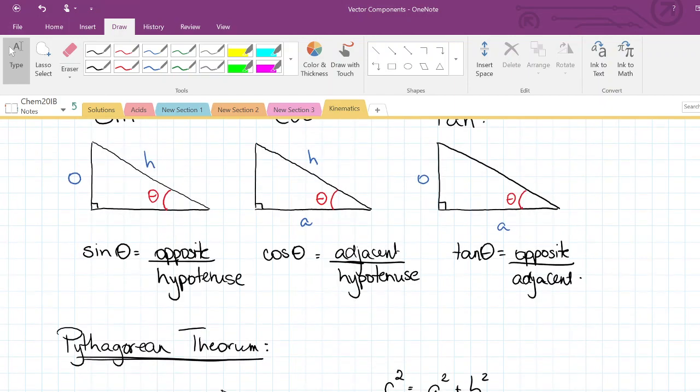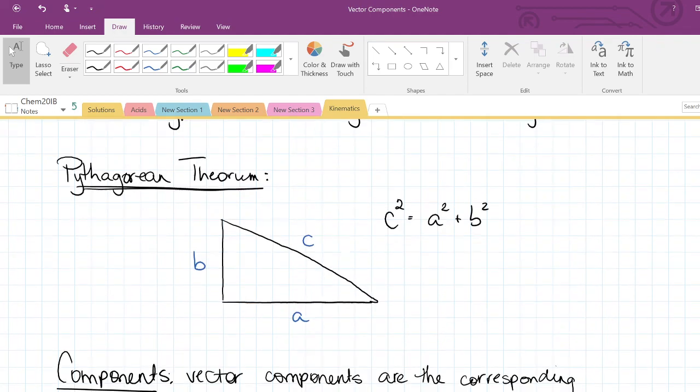The only other basic trig thing that you need to know is the Pythagorean Theorem. And so that is your hypotenuse, c squared, is equal to your side a squared plus your side b squared for a right triangle. So those four things you have to remember, and that's pretty much all you need to know in terms of math in order to solve these vector component problems.